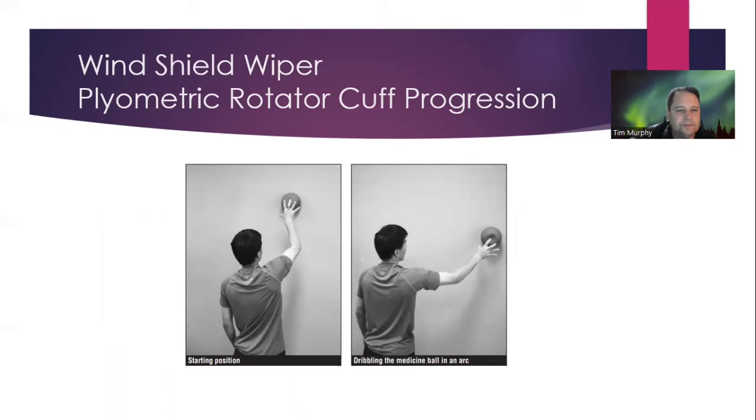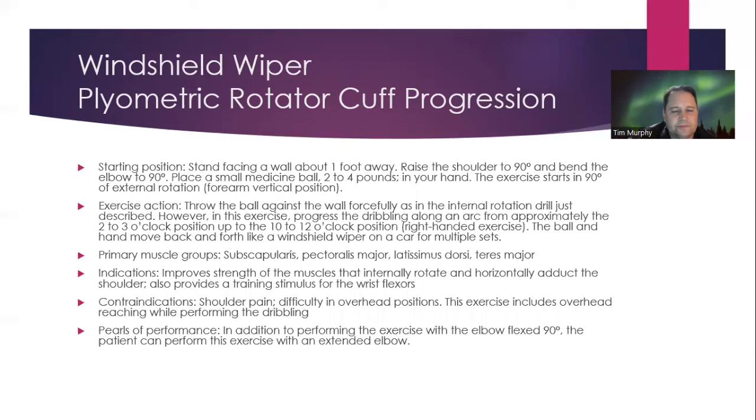The windshield wiper plyometric rotator cuff progression. Here's a diagram below. It shows you the starting position, and you dribble a 2 to 4 pound medicine ball in an arc motion. So the starting position: stand facing a wall about 1 foot away. Raise the shoulders to 90 degrees and bend the elbow to 90 degrees. Place a small medicine ball, 2 to 4 pounds, in your hand.